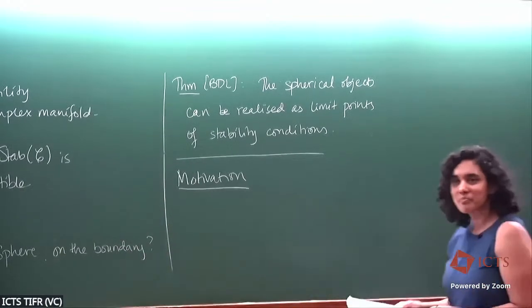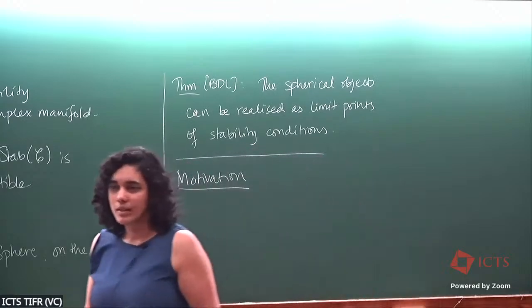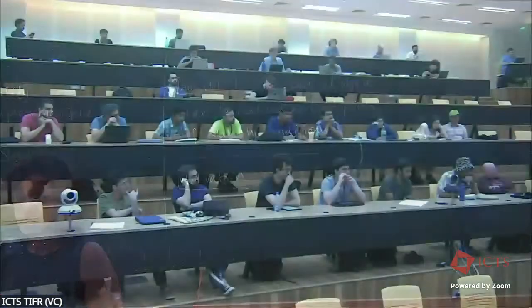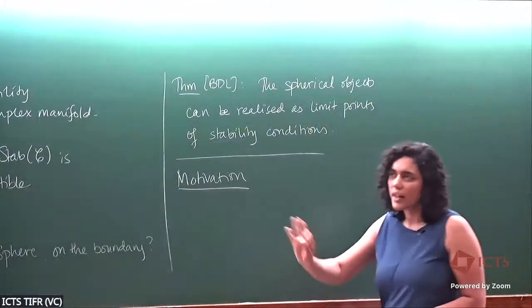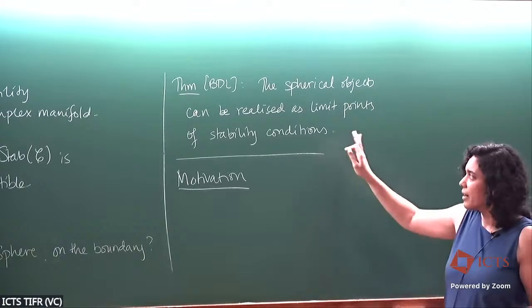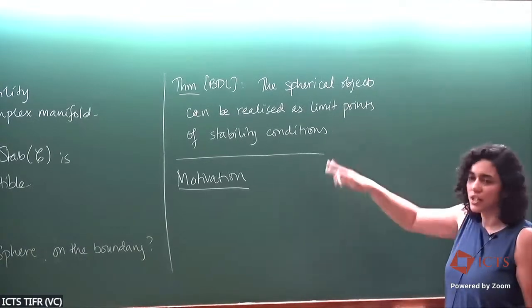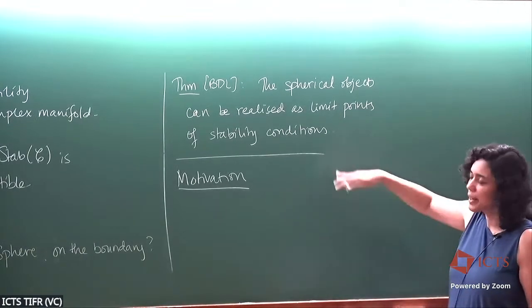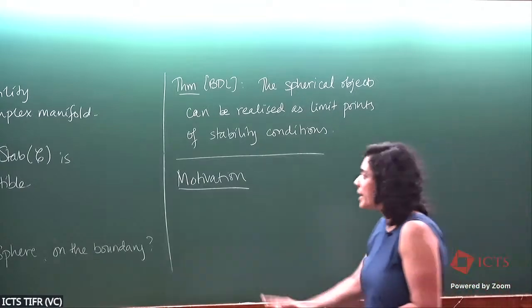So maybe, is the idea that the central charge of a given spherical object goes to 0 at that point? That's right. So certain things go to 0 which are not allowed. Maybe the central charge or the magnitude. Yeah, exactly. And so there are other proposals for these kinds of compactifications, but basically these are not stability conditions for this reason, but they appear in the limit. But that's kind of the motivation.